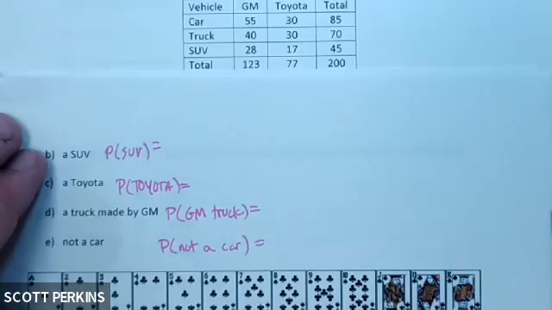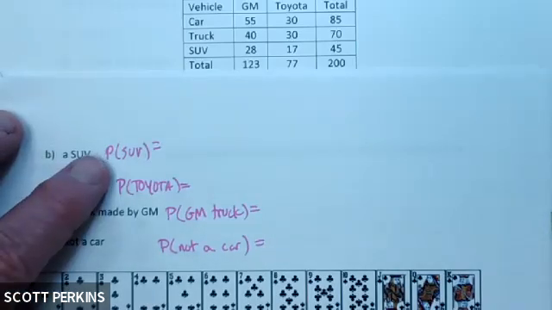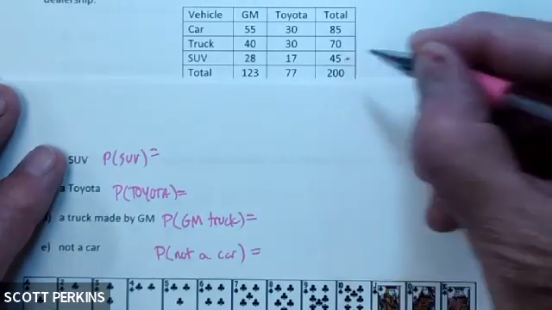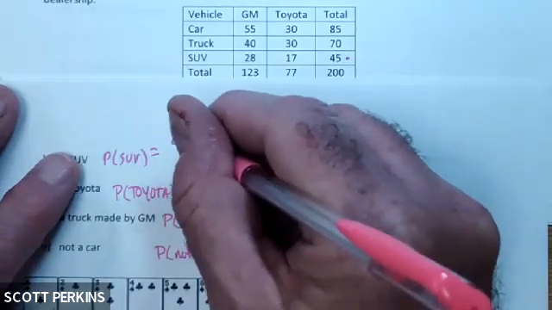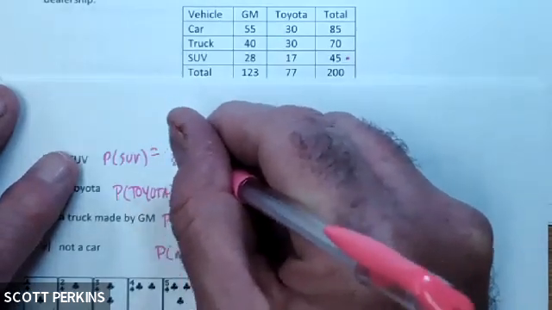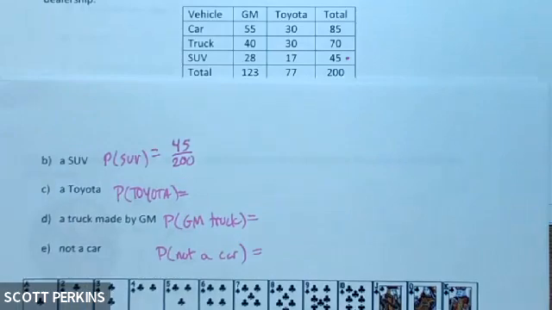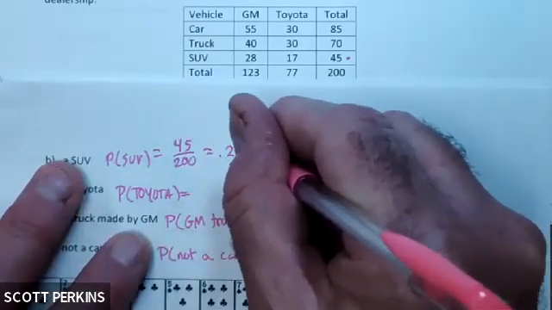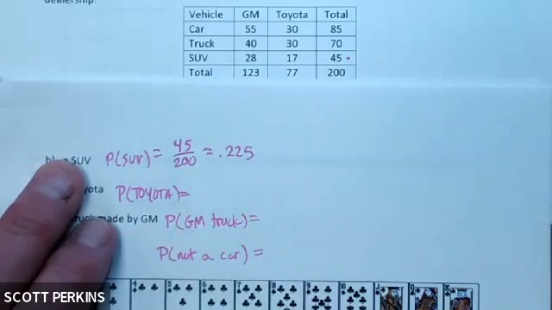All right, so going through this, the next one, the probability of an SUV. How many SUVs do I have on the table? Yeah, right here, this number right here, 45. And so that's 45 out of the total of 200. And when I do that in the calculator, 45 divided by 200 is 0.225. Any questions, comments, concerns? Yeah, please let me know.